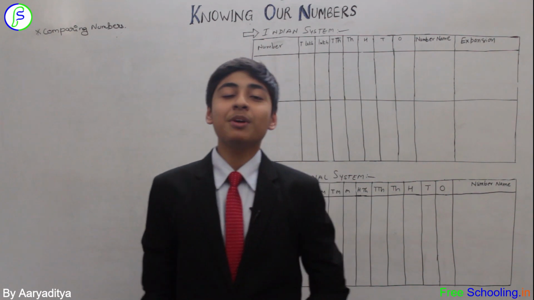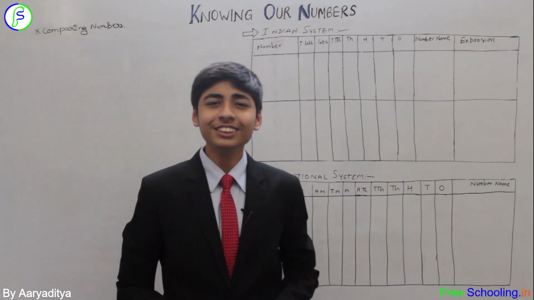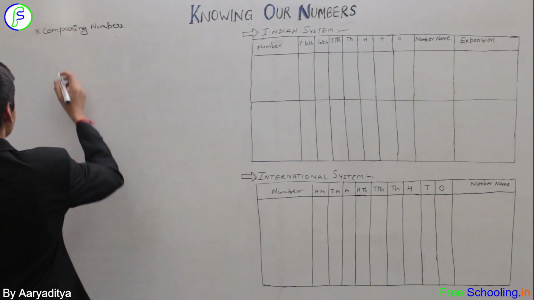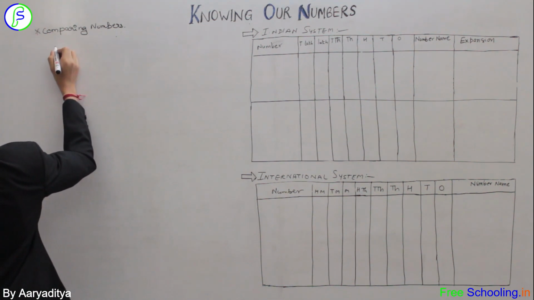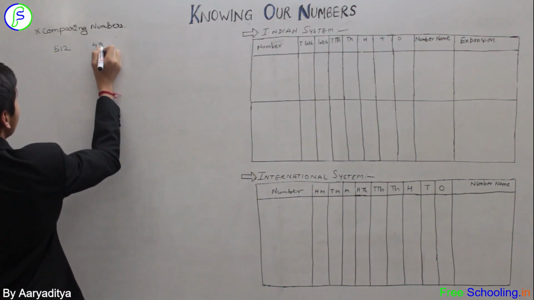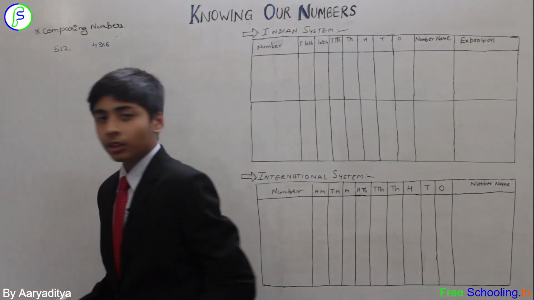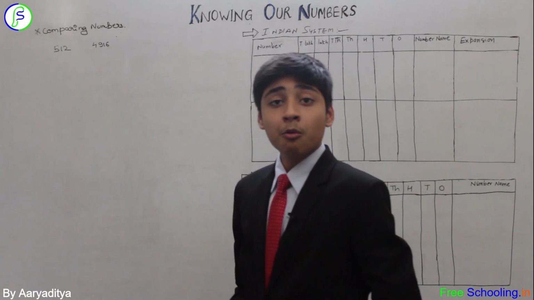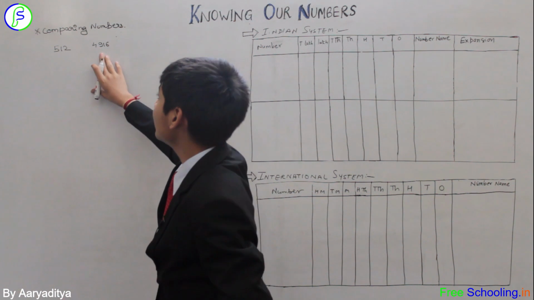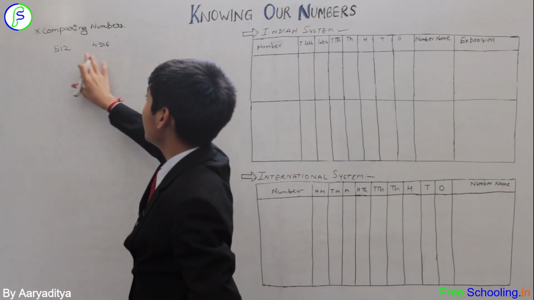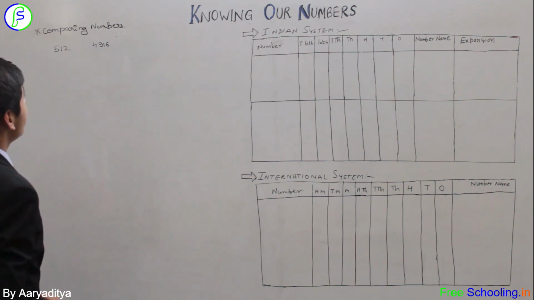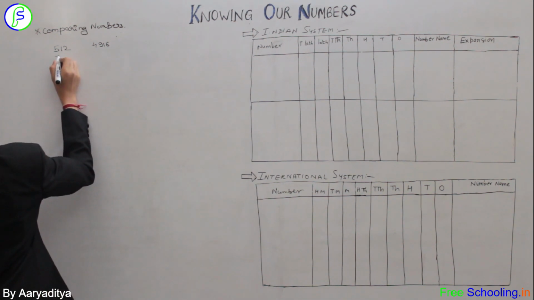So now, what do we mean by comparing numbers? Interesting question. Let's get a solution. Suppose we have a number, let us take 512, and then we have another number, 4916. So, what would you say about it? Which one is bigger? Obviously, you would say the second one, because it has 4 digits, whereas this one has 3 digits.